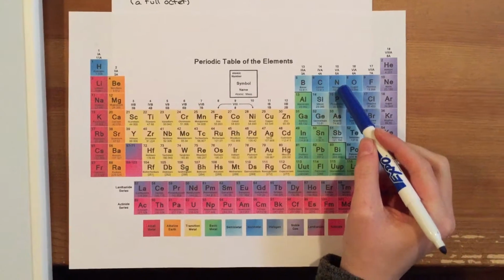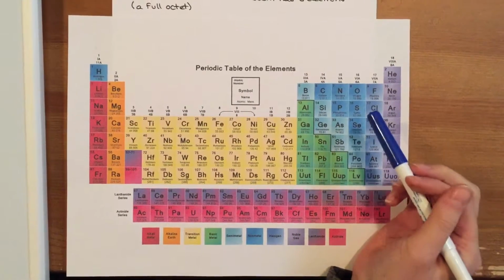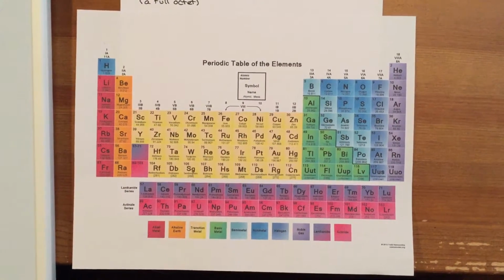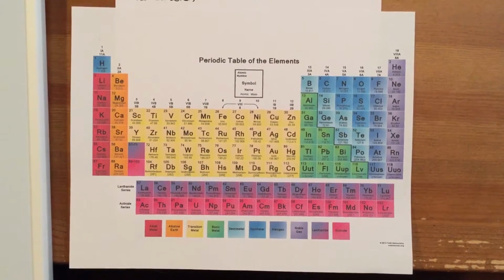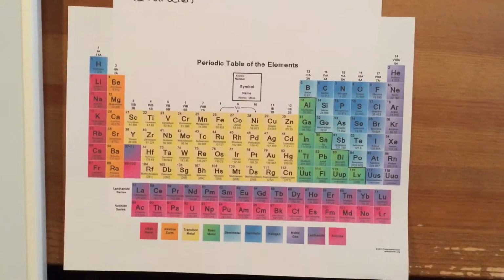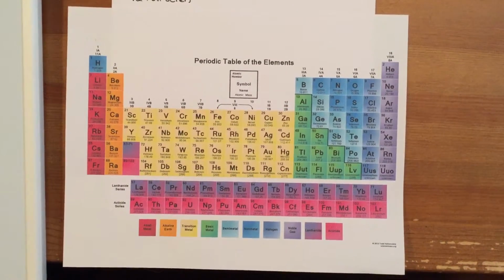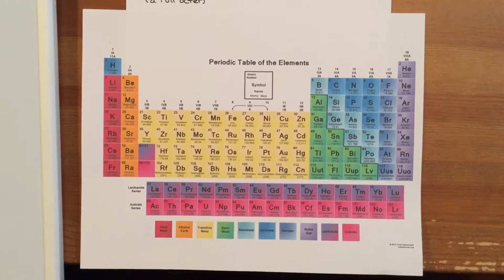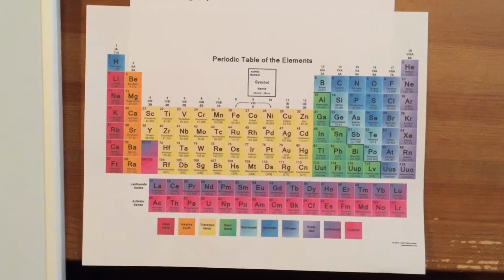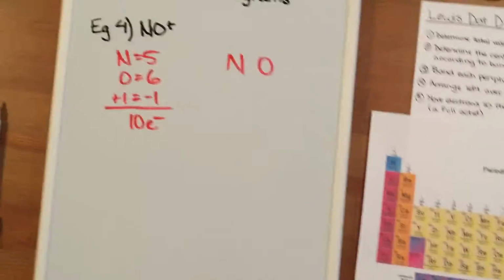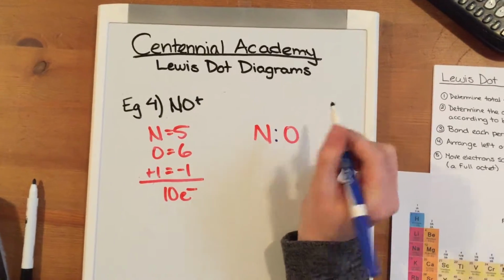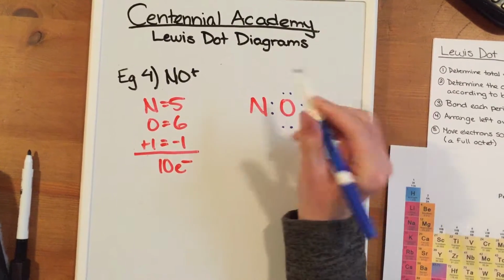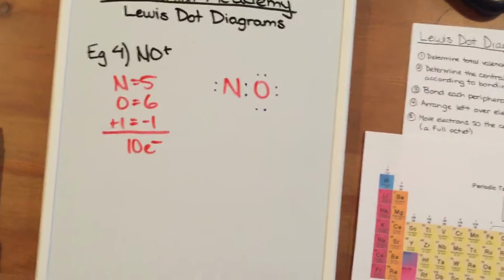Nitrogen has 5 valence electrons, whereas oxygen has 6, and since there's a +1 charge, you're losing an electron. So that's a total of 10 valence electrons. Next step is to determine the central atom, but since there are only 2 atoms, in this case, there would be no central atom. Then you bond the atoms together, and then you arrange the leftover electrons around one of them. So there's all 10.